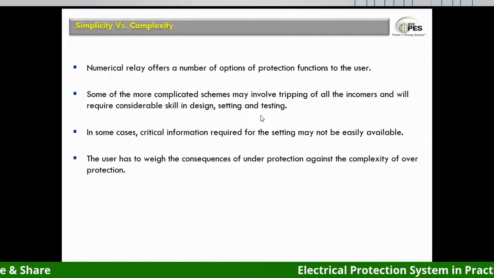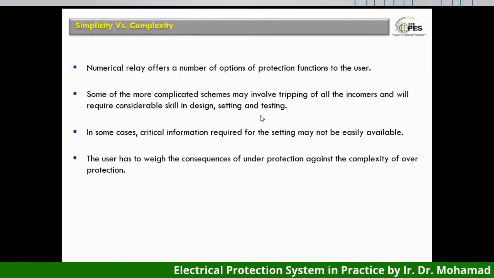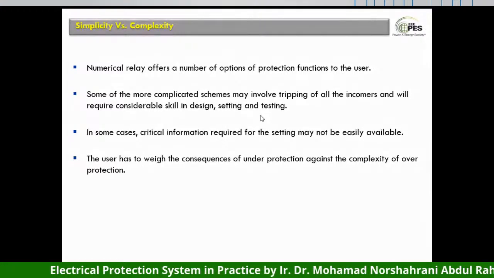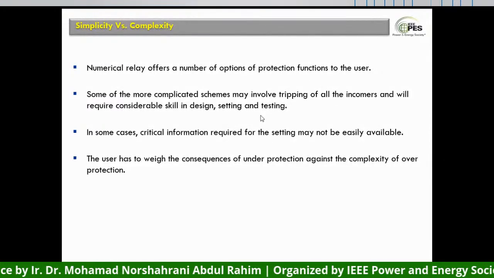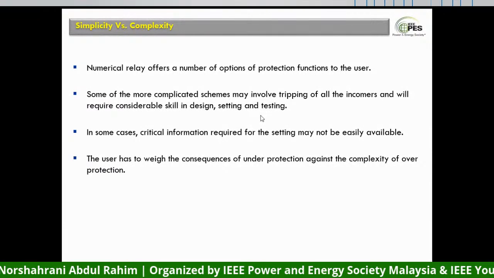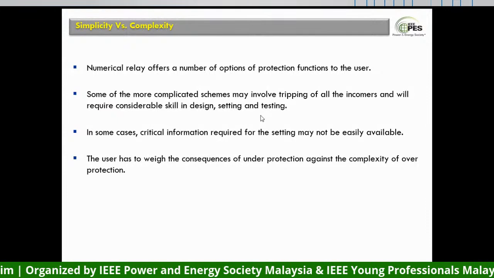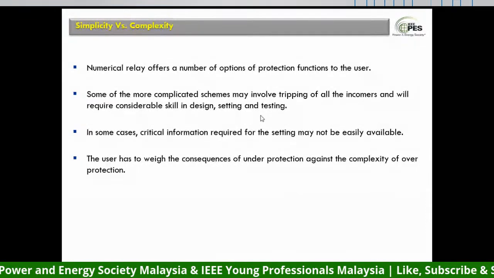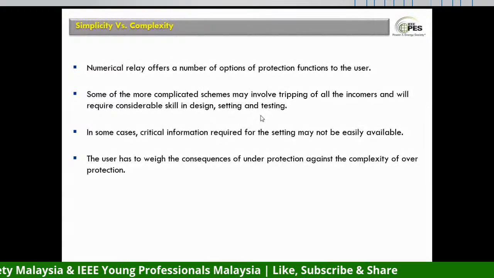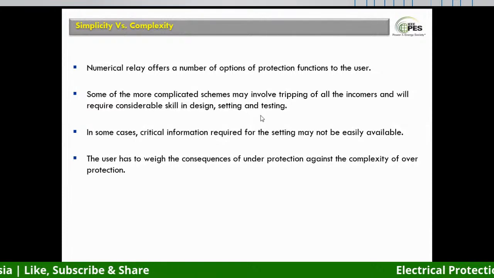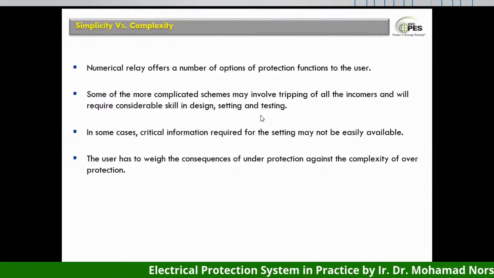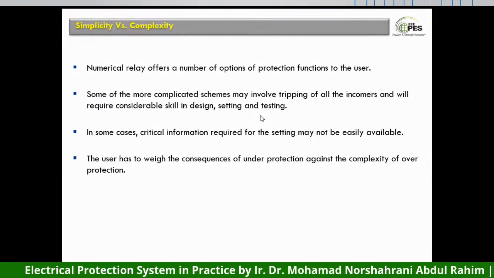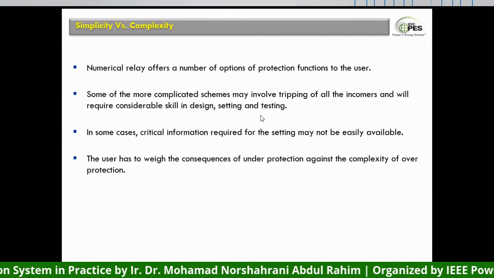The second thing is when we design a complicated scheme to protect, with too many backup and main protections. Sometimes we need to consider who will maintain the system. Either we do it automatically, or we want the charge man or the service engineer, a competent engineer, to maintain it manually. So we need to consider whether to make it too complicated for people to maintain, or just make it simple so that the operator can control the system.